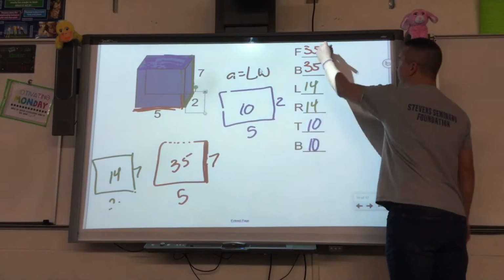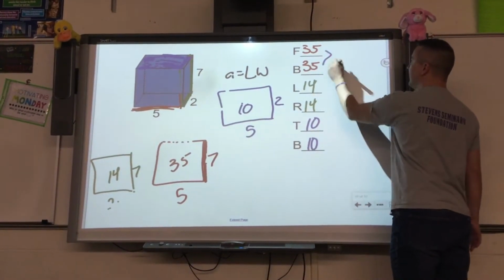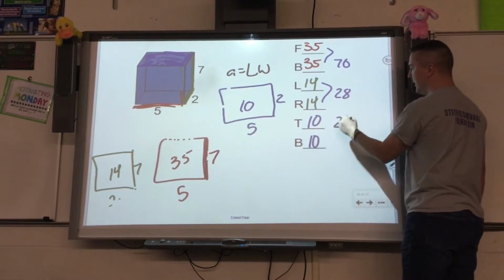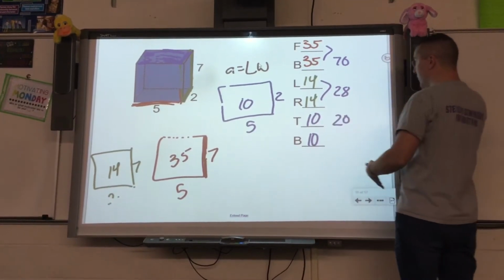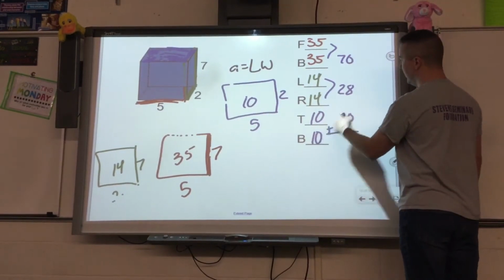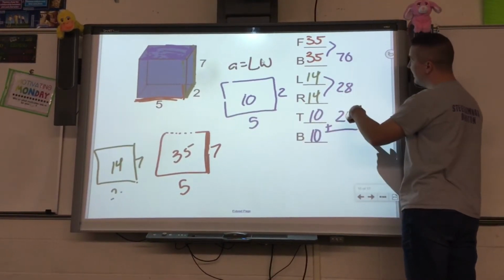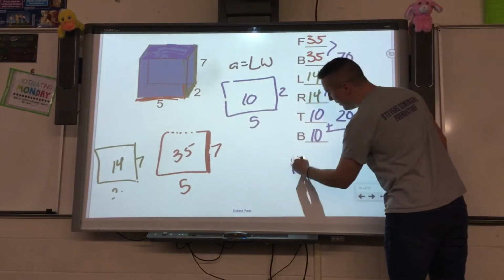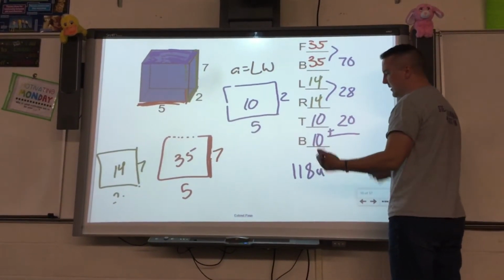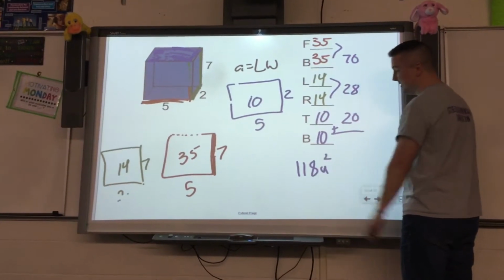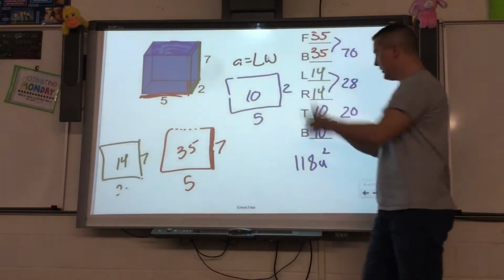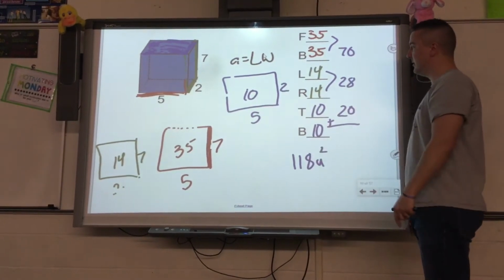Add all these up. 35, oh, that's 70. That's 28, and that's 20. You guys will be using a calculator. I'm trying to do it mentally in front of a camera live. Let's see here, add those up. We get 48, 48 plus 70, we got 118. 118, and we're just going to call these units because I don't know if it's inches or centimeters, but it's units squared because it's area. So the surface area of this shape, if I was to unfold it, would be 118 units squared.